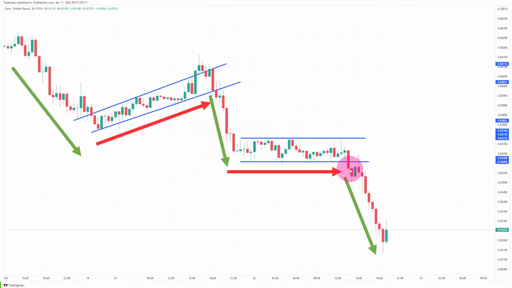And then we resume. And again, when we resume, that is where the market moves a lot. Whereas in these consolidations, there's barely any movement.